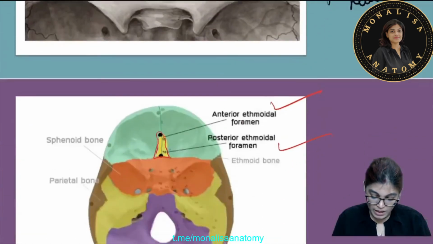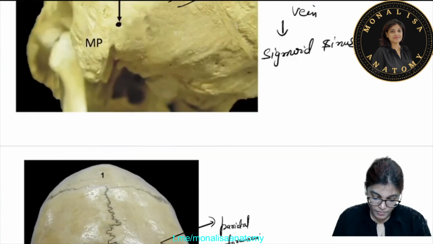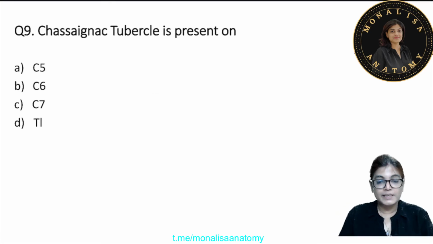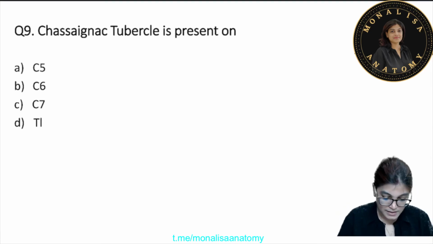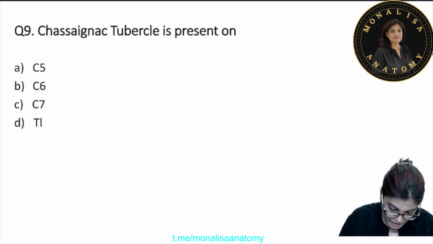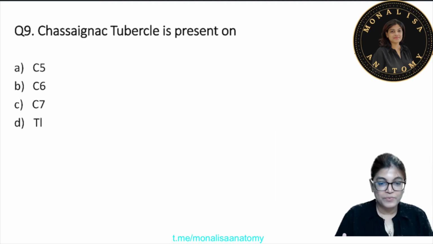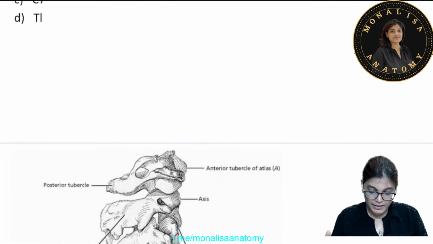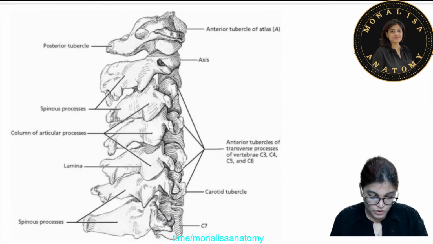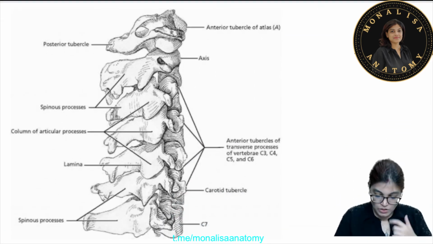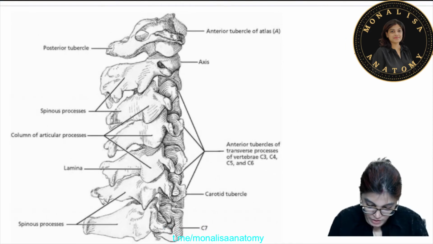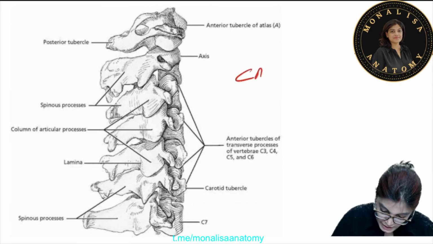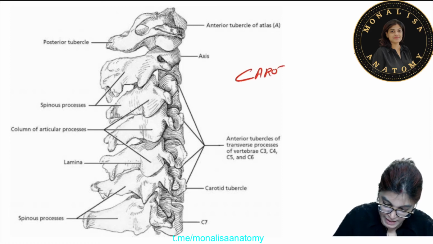Now moving to the ninth MCQ. Chagassi-Nack tubercle is present where? So let me first describe what the Chagassi-Nack tubercle is, and then I will come to the answer. Actually, see this diagram. What you can appreciate is that this is also called the carotid tubercle.